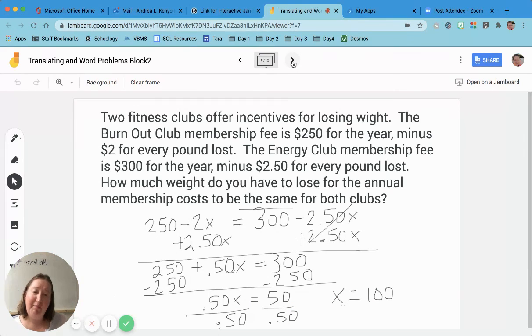Now we go back to the problem and say, what is that 100 supposed to symbolize? 100 pounds. So 100 pounds. When a person loses 100 pounds, the costs for these two memberships are the same. That's a lot of weight. Good luck to that person.